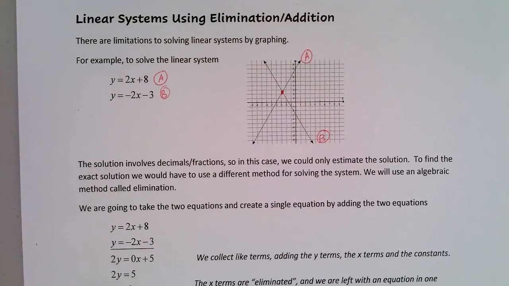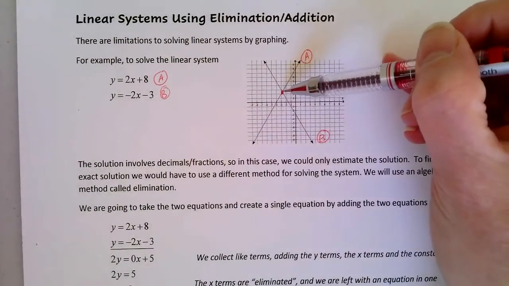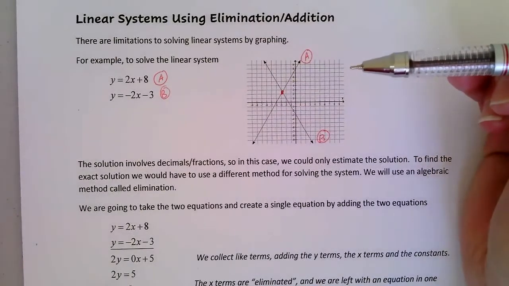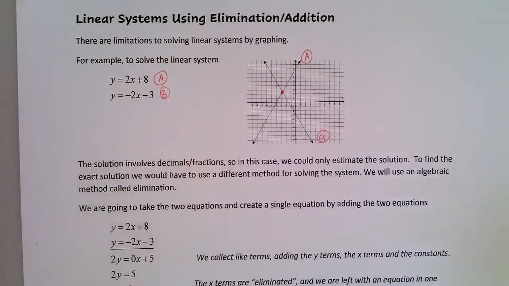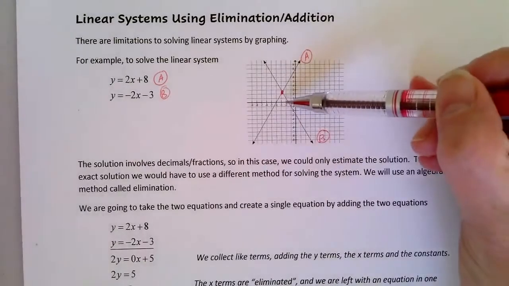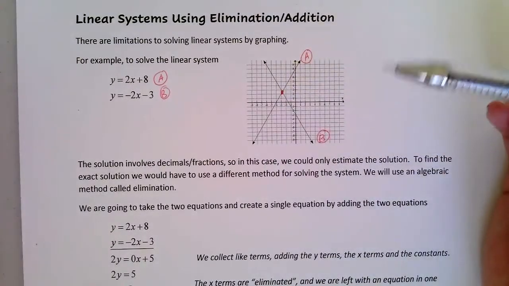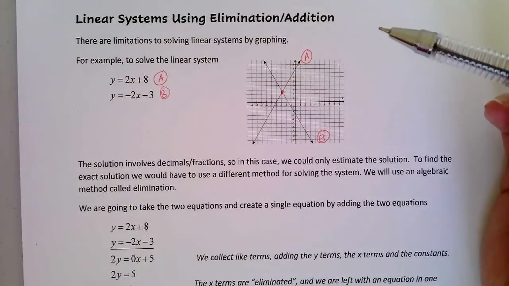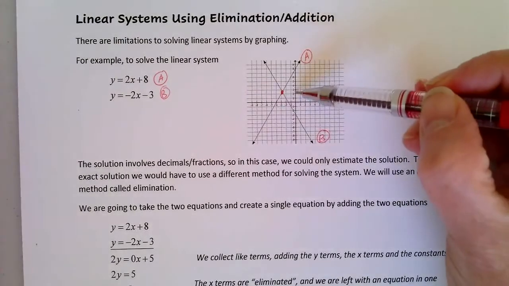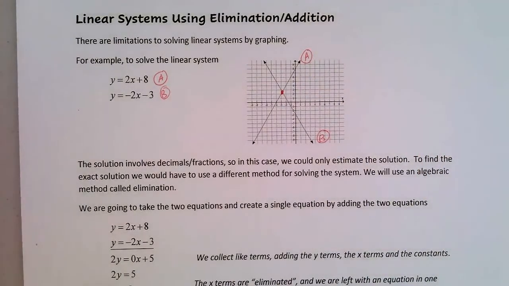And it has to do with the fact that our solution involves decimals and fractions. We are not getting an integer value, meaning a whole number, for either x or y. And so in this case, we can only estimate the solution. We know that the x value would be between -2 and -3, and the y value would be between 2 and 3 when you're looking at the y-axis there. So it's just an approximation.